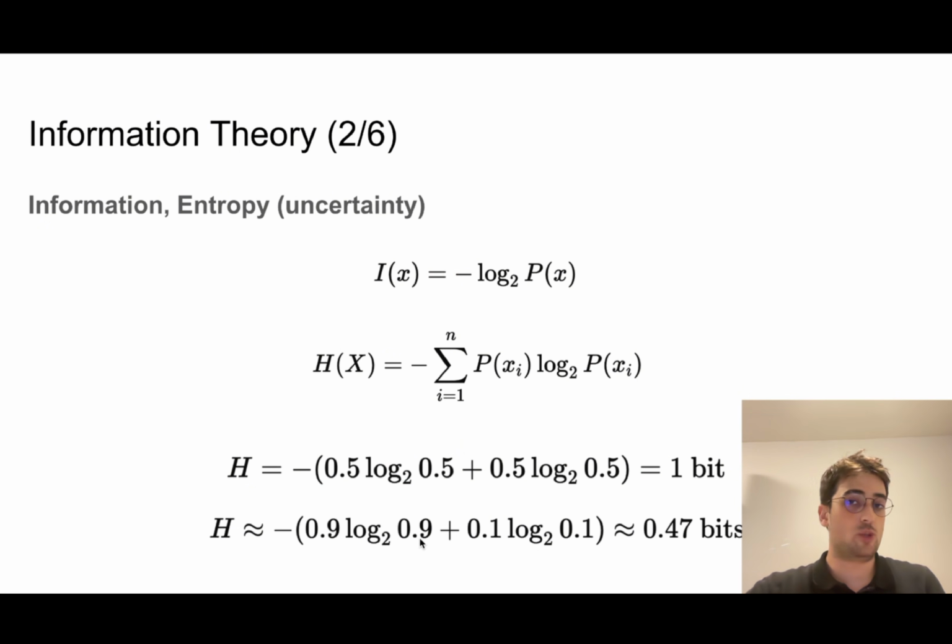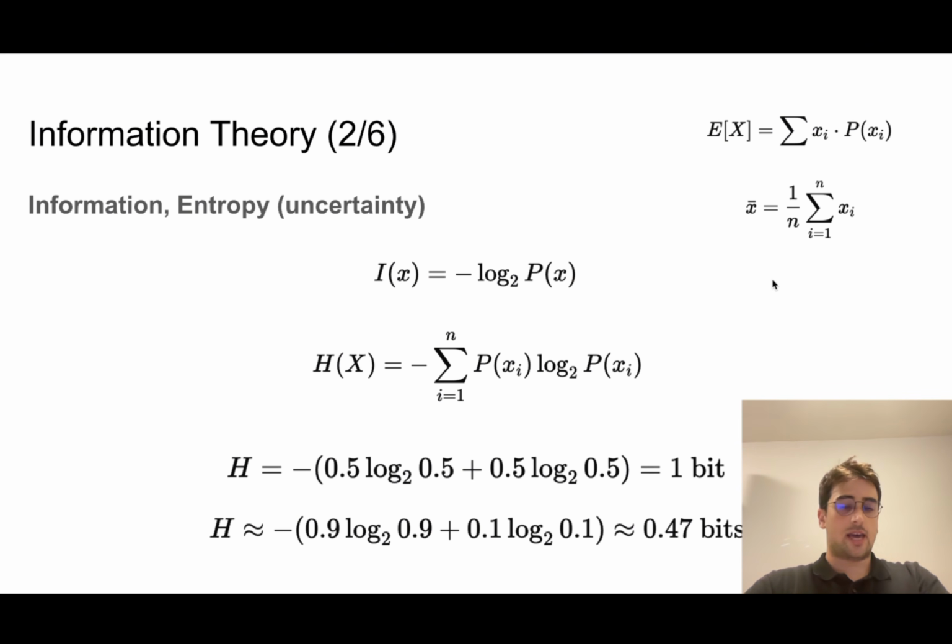So this wouldn't give me enough information. This would give me so little information. I wouldn't be surprised at all. It was already 90%. Of course it would come up, right? So on average, you only have about 0.47 bits of information. As a quick reminder, expectation is the same as the average if you have a uniform distribution.